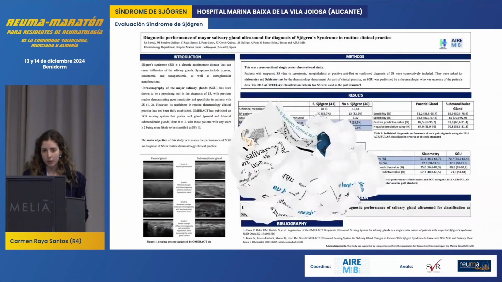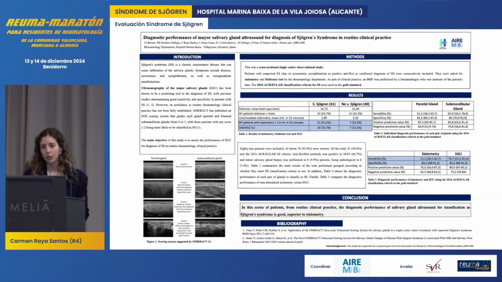And I wanted to wrap up the topic of articles with a study we conducted in our department. It also evaluates the use of ultrasound in these patients in clinical practice. To summarize everything and move on to the conclusions. That is, indeed, ultrasound improves the performance of the classification criteria when added, and it is also superior to sialometry.